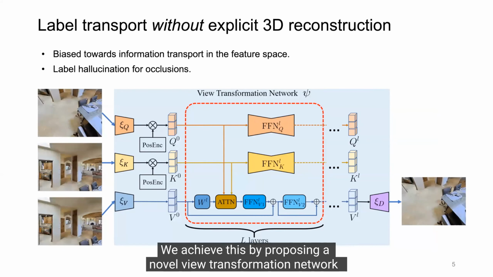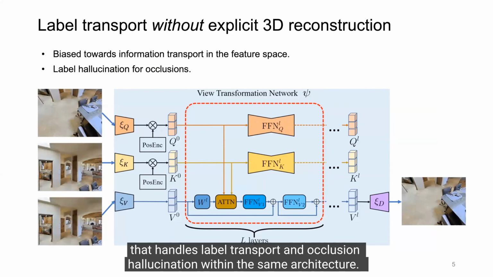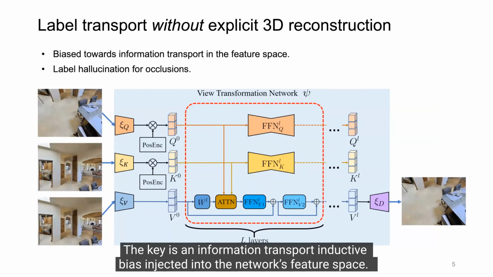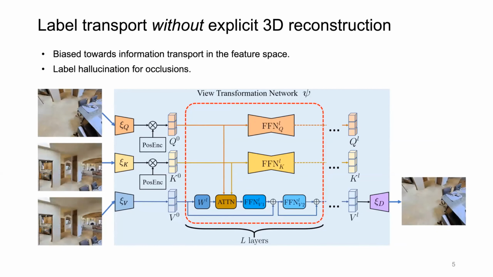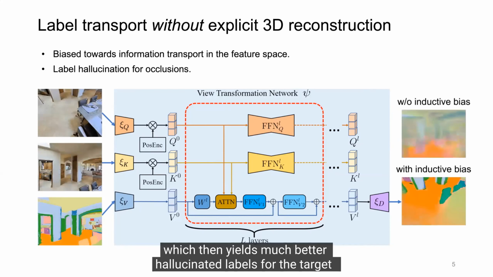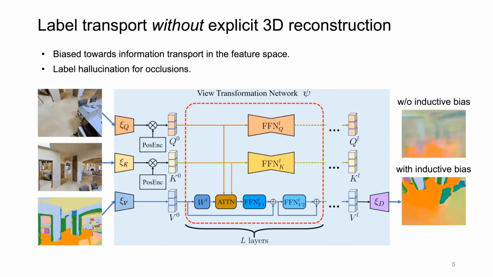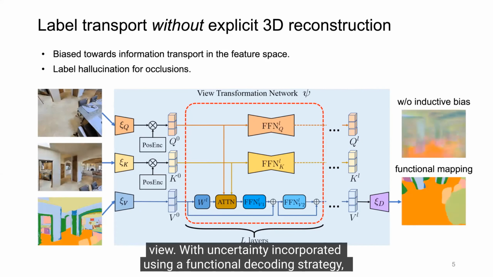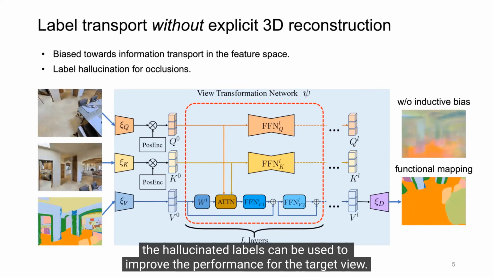In a nutshell, we achieve this by proposing a novel view transformation network that handles label transport and occlusion hallucination within the same architecture. The key is an information transport inductive bias injected into the network's feature space. After training on the RGB images, we can apply it on the source view semantic labels, which then gives much better hallucinated labels for the target domain. With uncertainty incorporated using a functional decoding strategy, the hallucinated labels can be used to improve the performance for the target view.